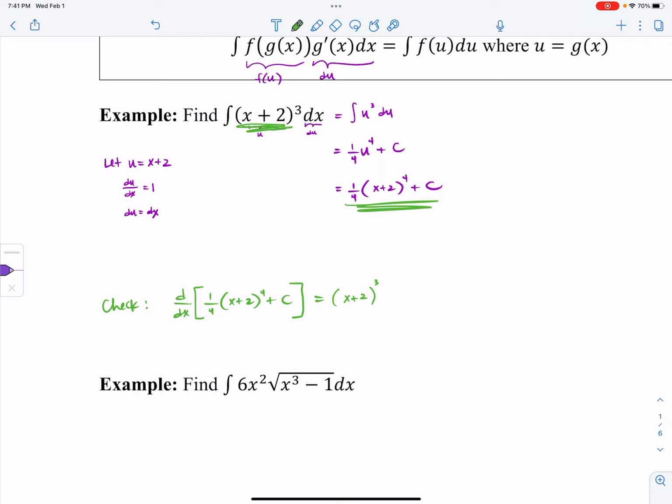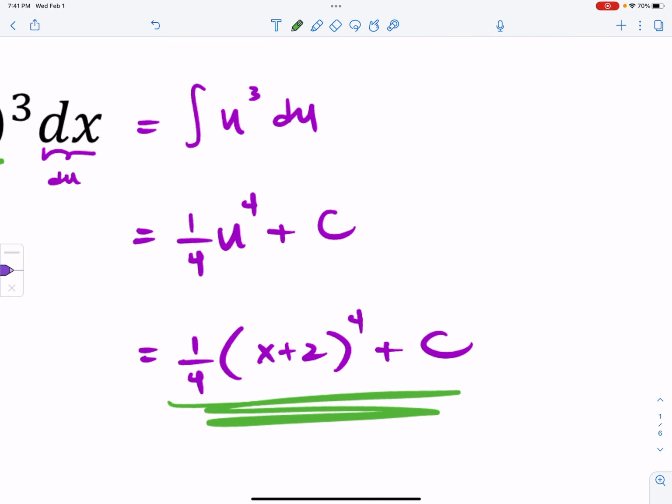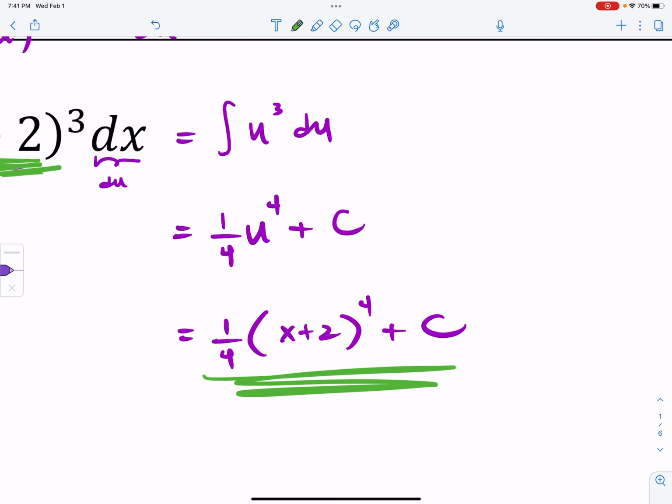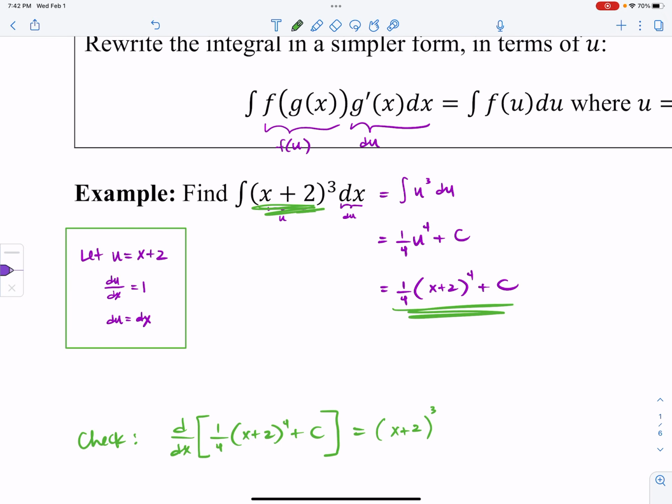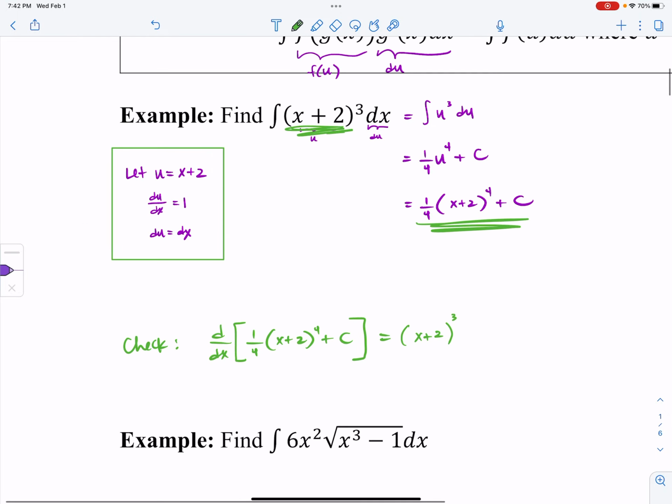So that was just a check. Again, this is side work. So make sure it's off to the side. Make sure it is not equal. I will take off points if you try and put that inside the steps here. It should be off to the side, what you're letting u equal to.